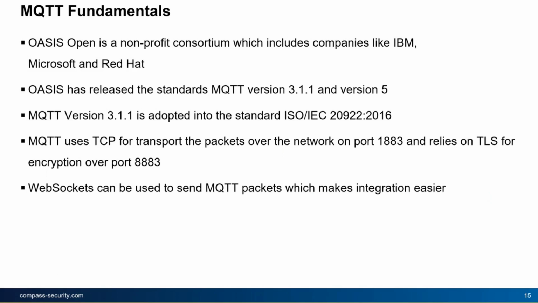So to the fundamentals. OASIS Open is a non-profit consortium which includes companies like IBM, Microsoft, and Red Hat. OASIS released MQTT version 3.1.1 and version 5. 3.1.1 was also adopted by the ISO standard 20922 back in 2016. And for version 5, there's not been a standard yet released from ISO, which was also one of the reasons I concentrated on this version.